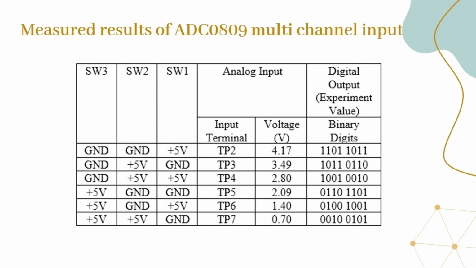SW2 is connected to ground and SW1 is connected to positive 5 volt, the digital output is 1101, 1011. And the next situation where SW3 and SW2 is connected to positive 5 volt and SW1 is connected to ground, the digital output is 0010, 0101.